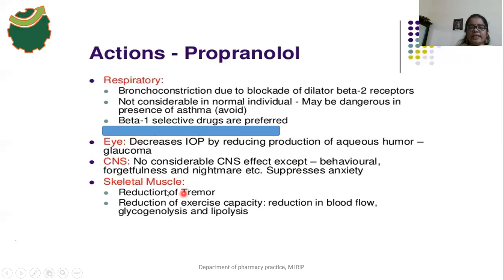Okay, and next, the effect on skeletal muscles. What is the effect of beta 2 agonist drugs on skeletal muscles? It causes tremors, and this action is mediated by beta 2 receptors. So propranolol blocks the beta 2 receptors, and that's why there is a reduction of tremors. And there is a reduction of exercise capacity. Propranolol reduces the exercise capacity.